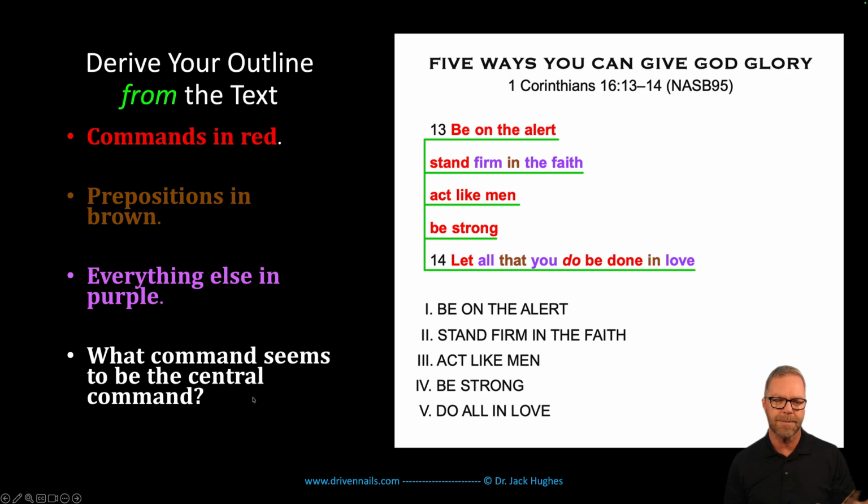But what command seems to be central, the central command in this text? If you were to look, you just have to ask yourself some questions. Do you think all these commands are talking about being on the alert? Or all these texts are about standing firm in the faith? Or all these texts about acting like men? All these texts talking about being strong? Or doing everything in love? I think stand firm in the faith is probably the best one to take as the central one, since they're all commands. Why is that?